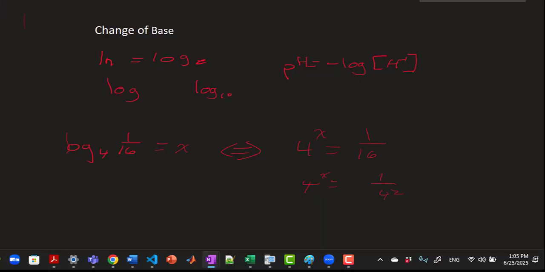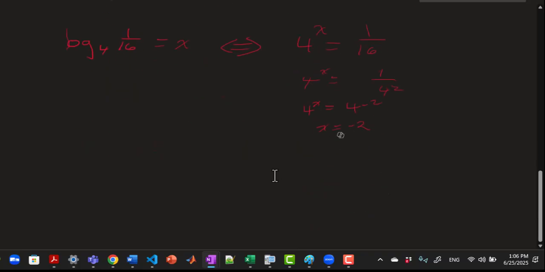And if you want to move something from the denominator to the numerator, or from the numerator to the denominator, you change the sign of the exponent. So this would be 4 to the x equals 4 to the negative 2. And so you know that x equals negative 2. All right, so that's good. So you know how to do those. For practice, let's do one more.